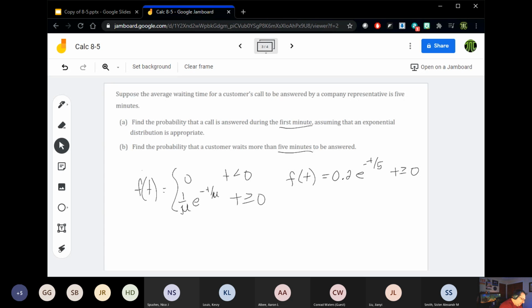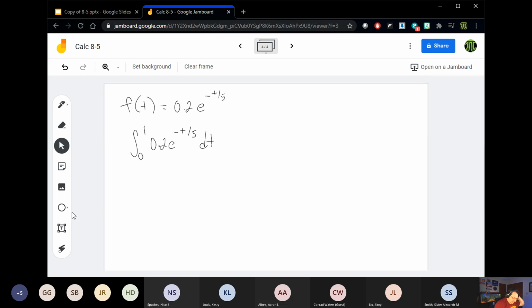So 0.2 e to the negative t over 5 dt. I don't see any of your writing. Oh, I forgot to switch screens. There we go. I switched on my wrong screen. Thank you. So we're just doing 0 to 1 in this one. Notice I'm not using the t f of t, because we're not looking for the average value. We already found it. We're just looking for the probability, which is just the integral of that function.